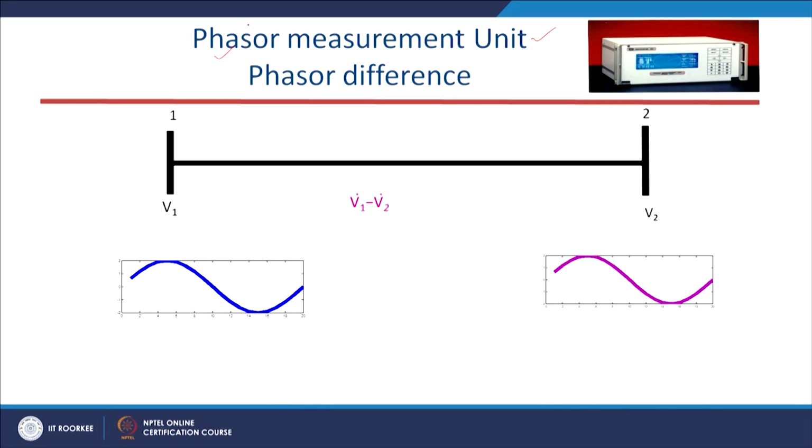Let us say these are two buses, where V1 is the voltage magnitude or phasor of bus 1, and V2 is the voltage phasor for bus 2. Now, how to know the phasor position of these two buses? As already discussed, in the SCADA system the magnitude of the voltage of each bus is known to us, but not the phase angle.